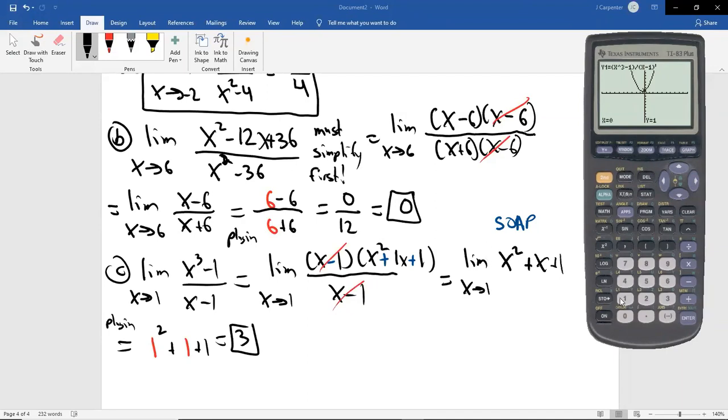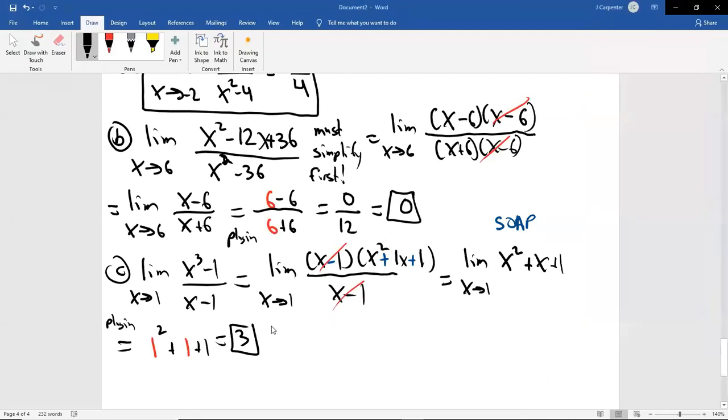So if I hit trace, if I type 1, it's blank because there's a hole. But if I type 1.0001, the approach, we get 3.0003. If I do 0.999, we get 2.997. So that's pretty close to 3. Our answer makes sense. It works.